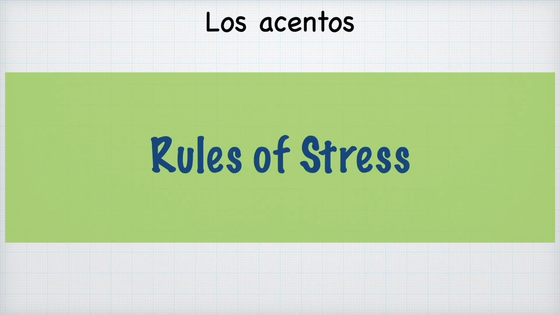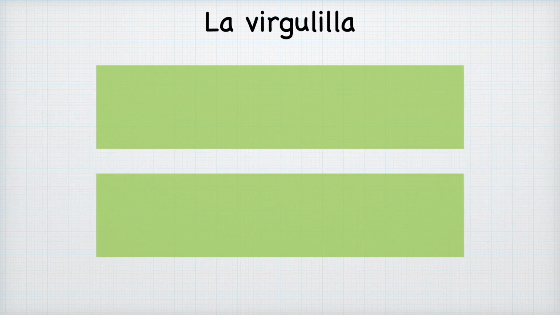Today we're going to talk about the Spanish accents and the rules of stress. As I explained before, all the words in Spanish, with very few exceptions, and generally speaking, have the stress of the voice fall on the last syllable, while the accent marks are used for the exceptions. We'll start with the easiest accent.